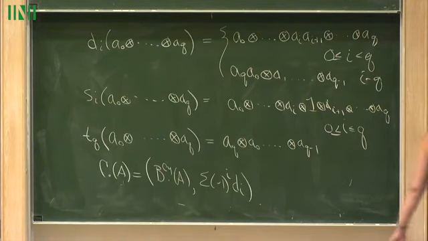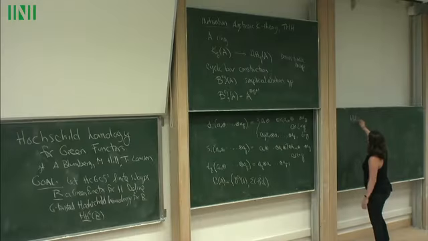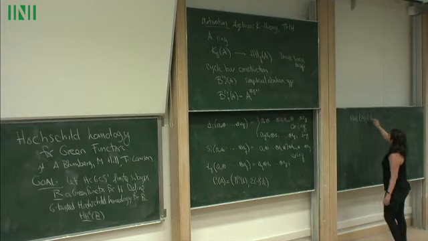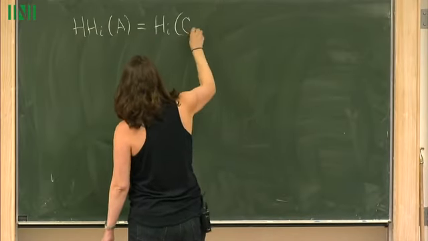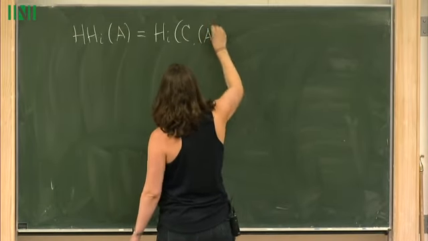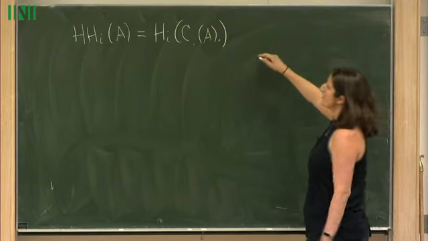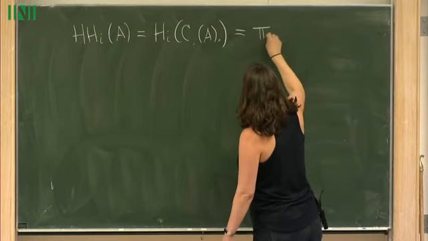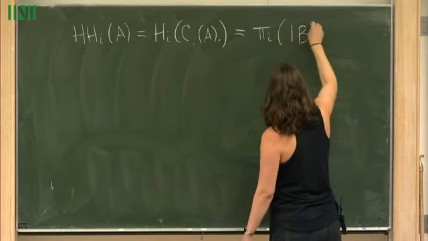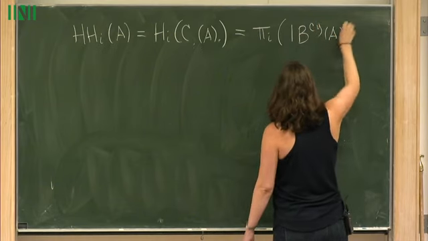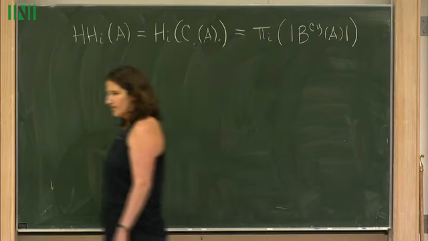And so what is Hochschild homology? Well, the ith Hochschild homology of a ring A is the ith homology of this chain complex. Or we know by the Dold-Kan theorem that equivalently we could say this is the ith homotopy group of the geometric realization of the simplicial bar construction. Okay, so two different ways to view the same thing.